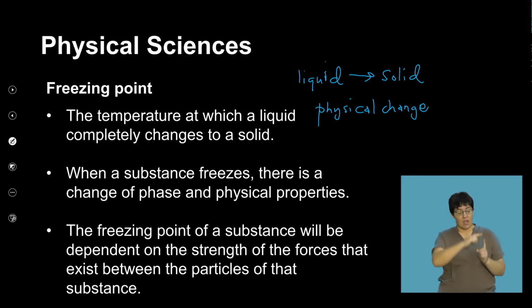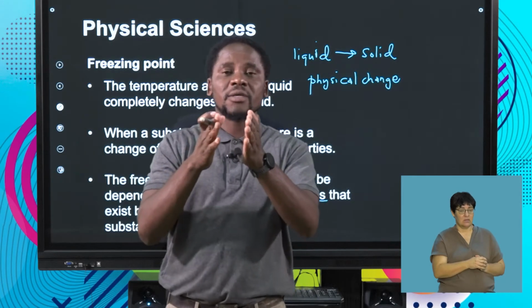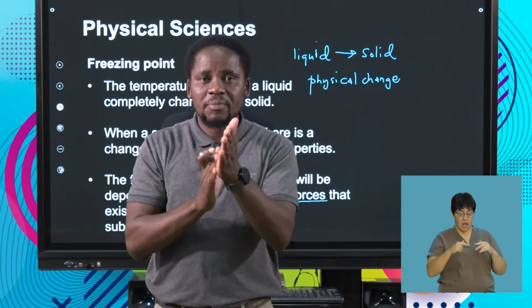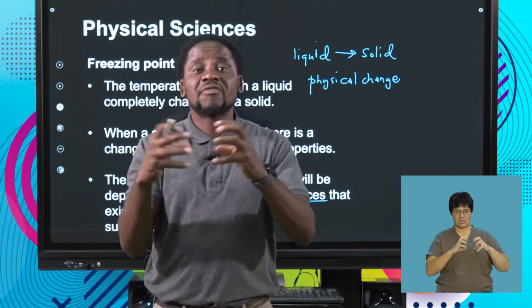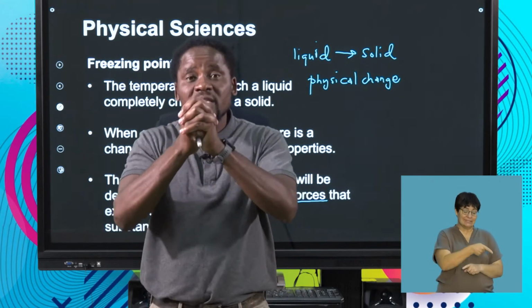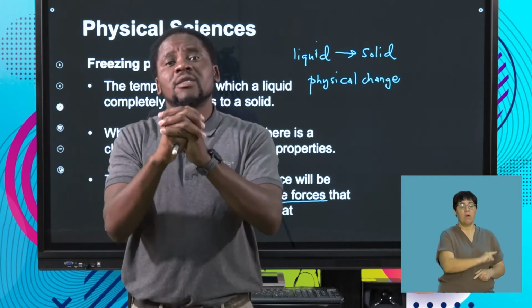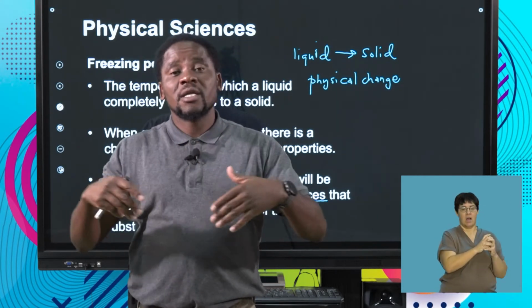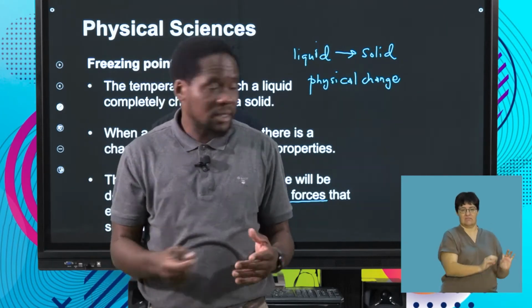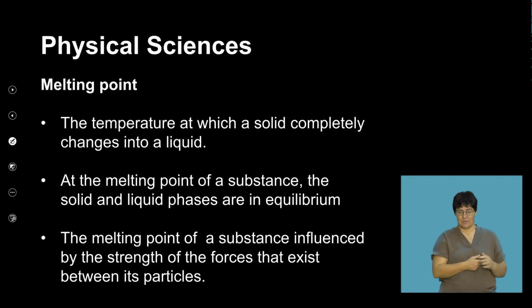The freezing point of a substance will depend on how strong the forces between the particles of that substance are. Remember, the particles in a liquid are sliding past each other because the forces are comparatively weaker. So when freezing takes place, the packing of particles also changes. The forces become stronger, which is why the substance becomes more compact and assumes a certain shape. That's what it means as far as freezing is concerned.